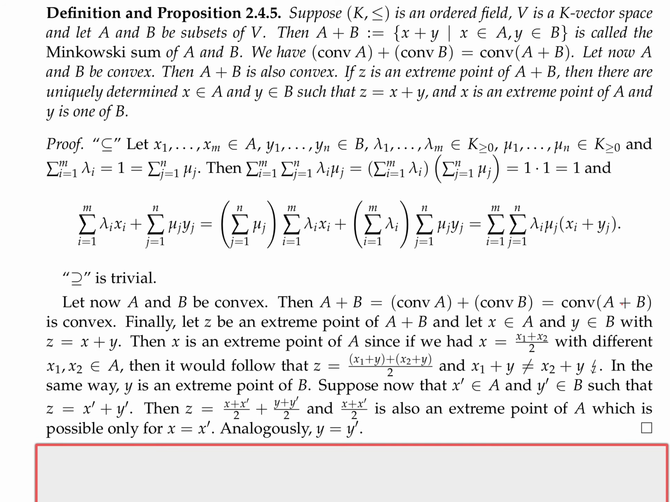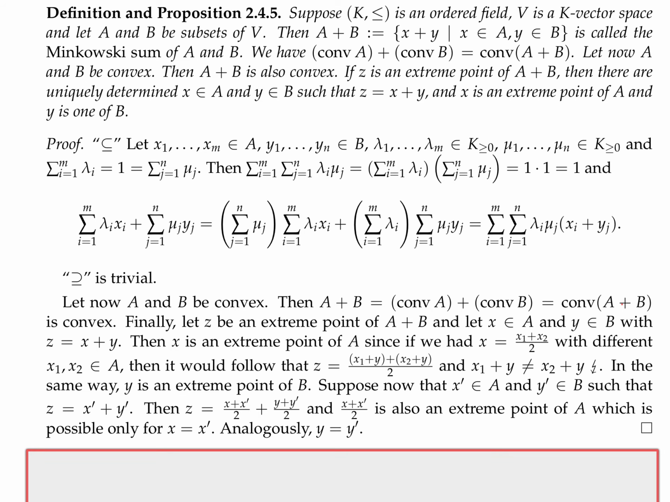So (x plus x prime) over 2, an extreme point of A, that would contradict the very definition of extreme point if x and x prime were distinct. They are in A actually, right? So they cannot be distinct. So x equals x prime, analogously y equals y prime, of course. Okay. Yes, so that's it.